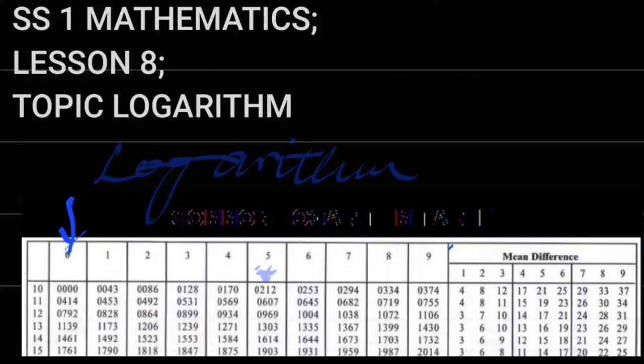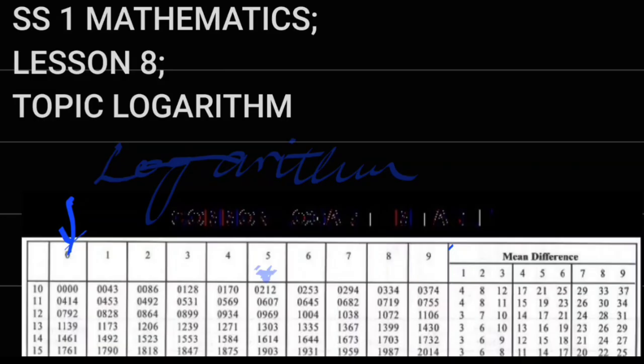I welcome you all to today's class, SS1 Mathematics. Lesson 8, our topic, Logarithm. That's the topic we are treating, and we are going to continue. I remember in the last class, Lesson 7, we were able to solve some questions that have to do with multiplication and division. And we said whenever we have two logarithms multiplying themselves, what you have to do is to add them. And when two logarithms are dividing themselves, what you have to do is to subtract the logarithm.